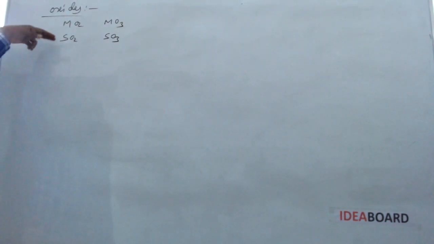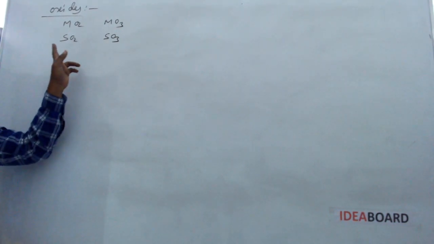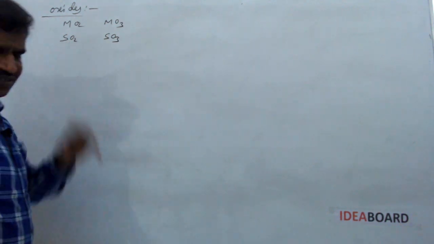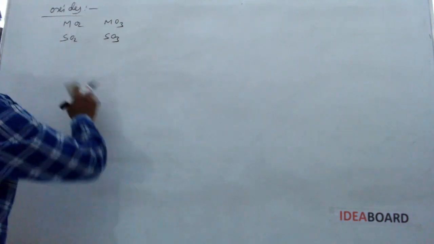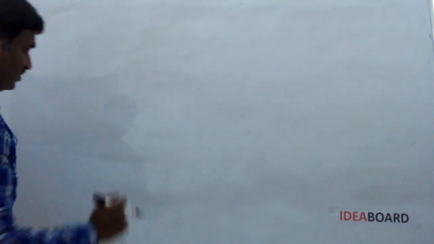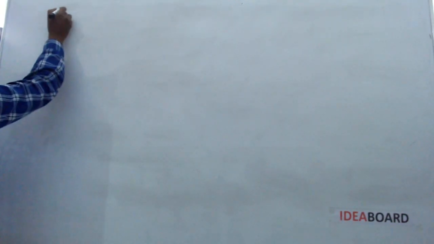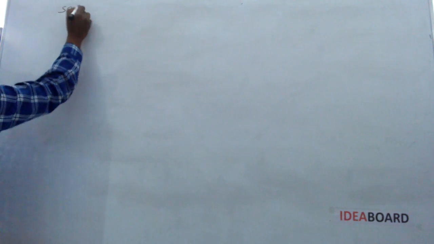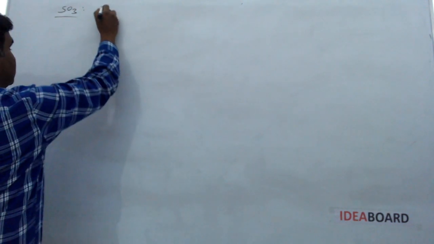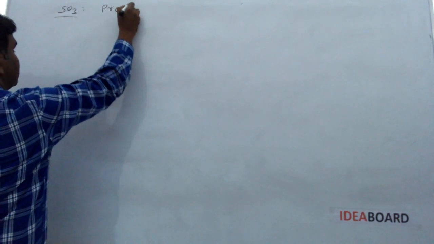About the preparation methods, properties and structure of dioxides is given. And for sulfur trioxide, we will discuss today. Okay, so sulfur trioxide, SO3, sulfur trioxide. In this, first one is the preparation method.